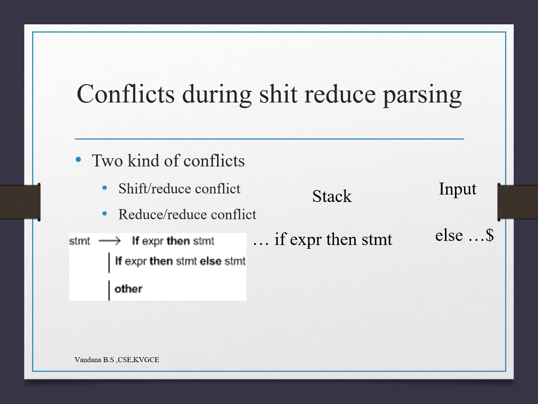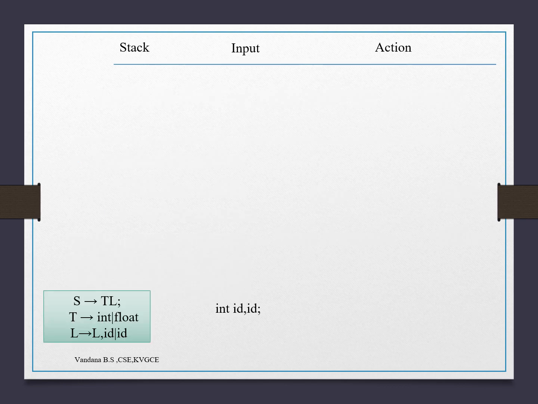Now let us consider one more example for shift-reduce parsing. Consider the grammar S derives TL semicolon, T derives int or float, L derives L comma ID or ID. Let us verify the syntax of the input int ID comma ID semicolon. So the grammar is given and the input is given. We have to apply shift-reduce parsing for the input.